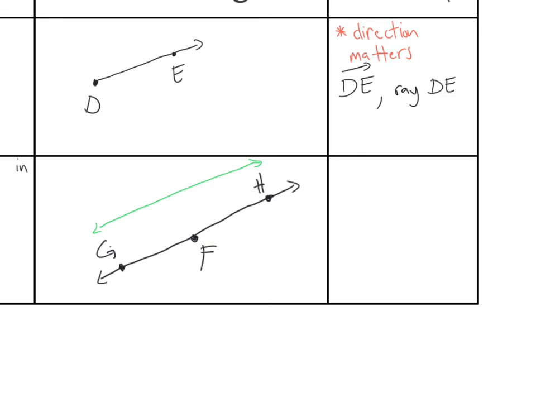But we can go ahead and name these 2 right here because they are opposite rays. And keep in mind, again, direction matters. So both of these rays start at F, so I'm going to say F to G is 1 ray, and F to H is another ray, right? Ray FG and ray FH. These are opposite rays.